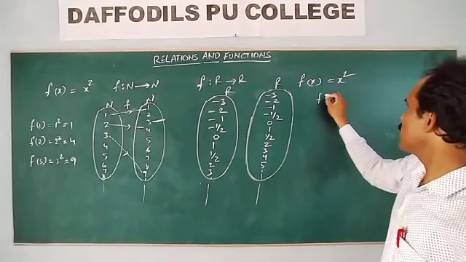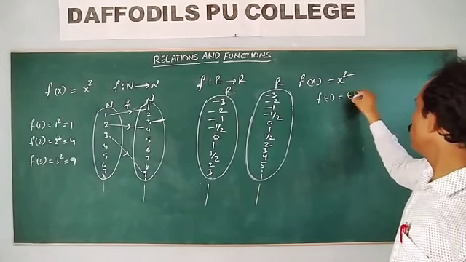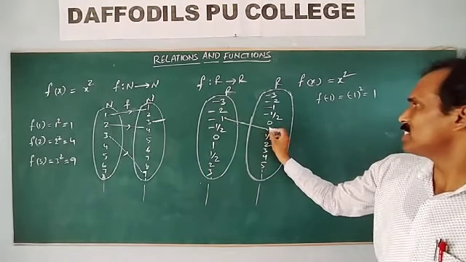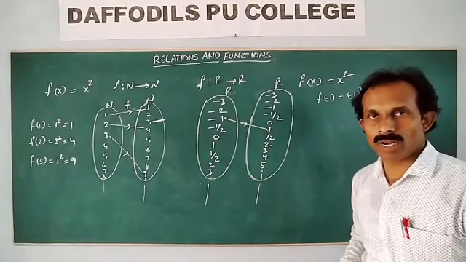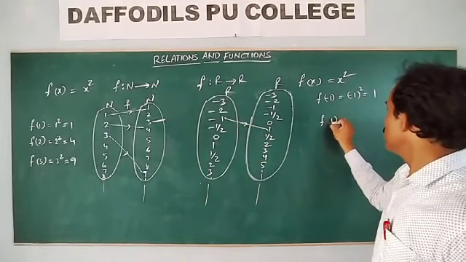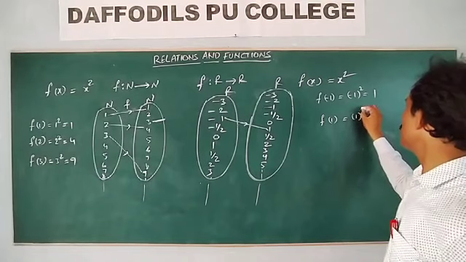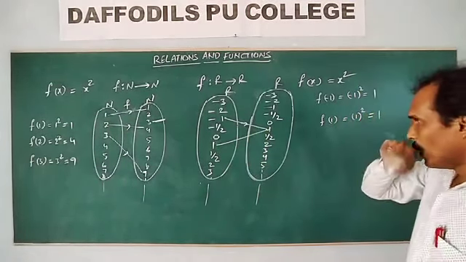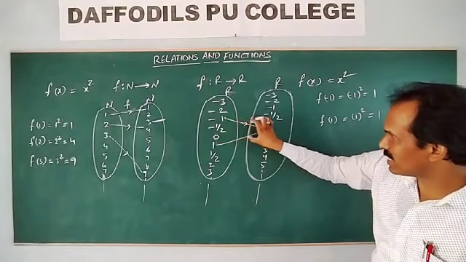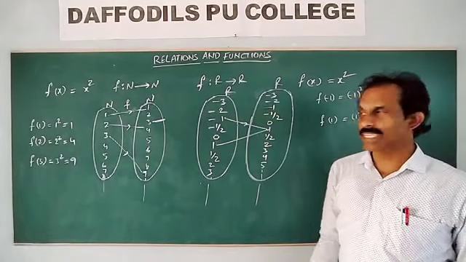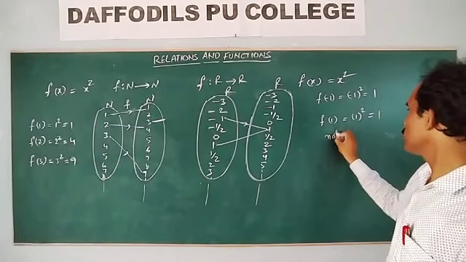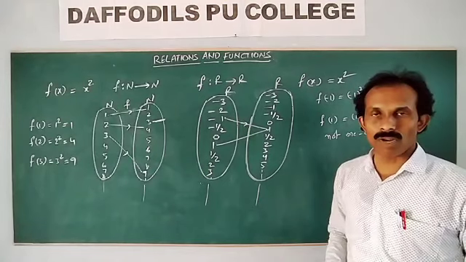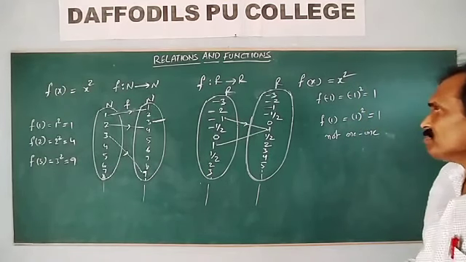f of -1 is -1 whole squared, equal to 1. So for -1, the image is 1. f of 1 is equal to 1 squared, and the answer is 1. So for 1 also the same. Different elements have the same image. It is not one-one. Clear?